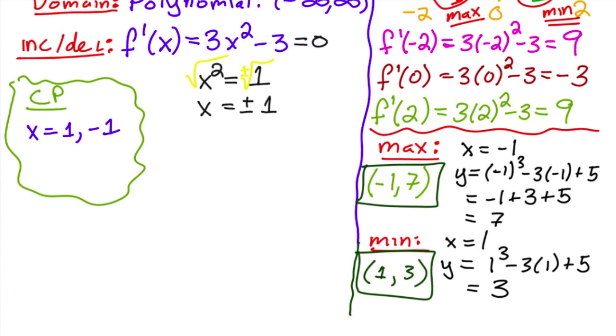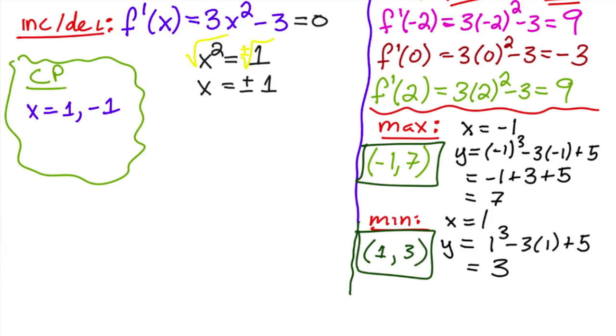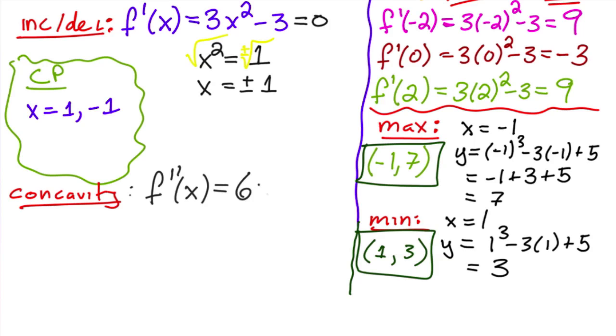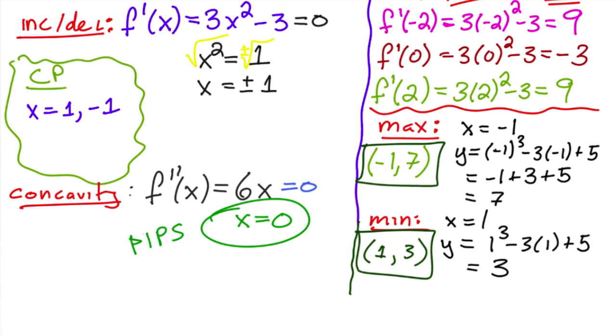So once we have that, then let's do our concavity. So to find the concavity, remember, you first find the second derivative. And the second derivative is pretty simple in this case. You just get the derivative of this function, which is 6x. And then you set that equal to 0. And that gives us a solution of x equals 0. So this, remember, we call them PIPs, possible inflection points, is x equals 0.